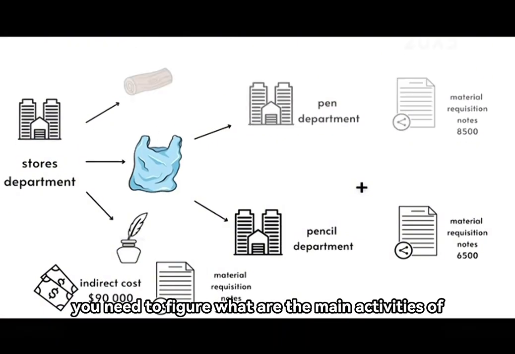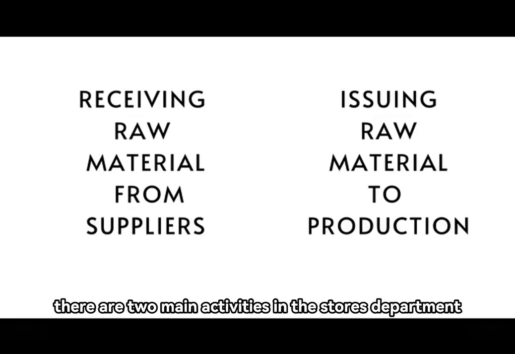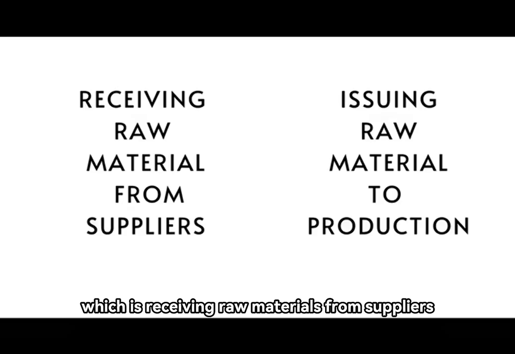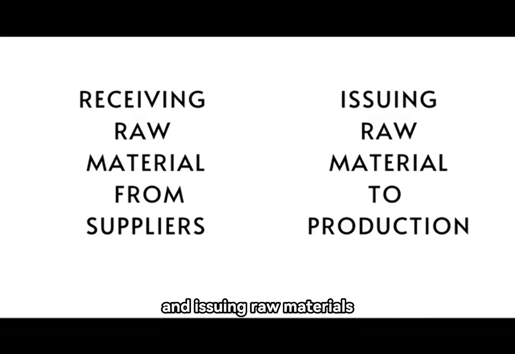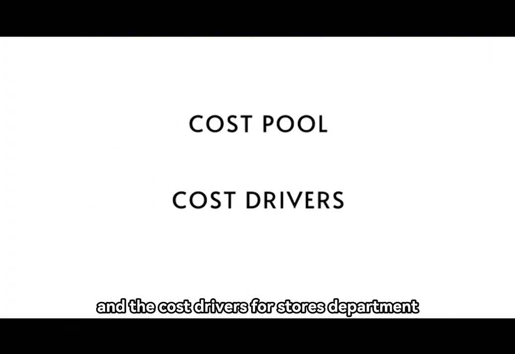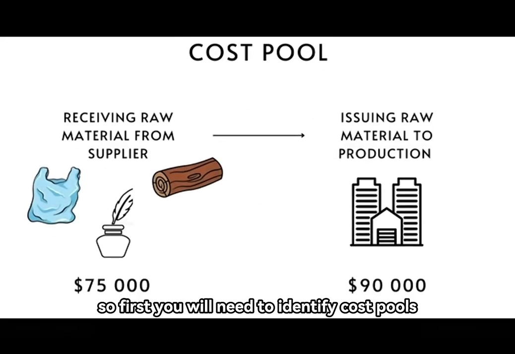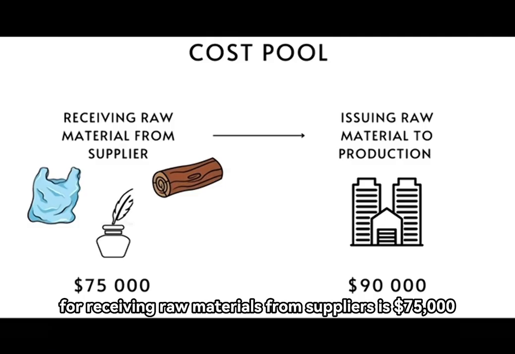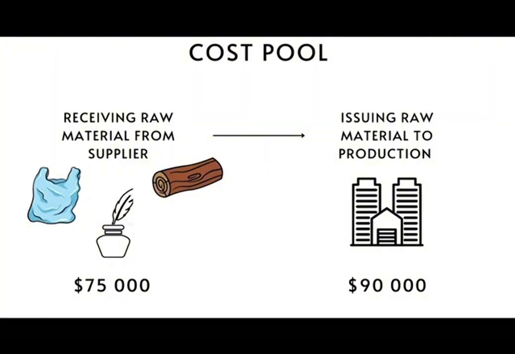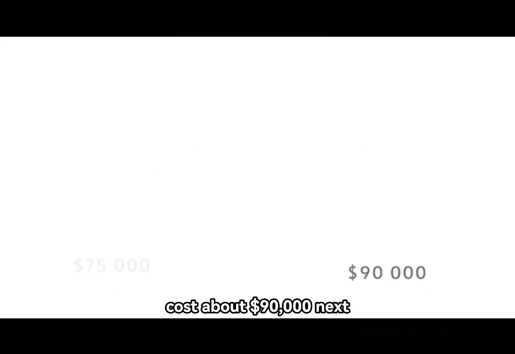So first, you need to figure out what the main activities of the stores department are. There are 2 main activities in the stores department, which are receiving raw materials from suppliers and issuing raw materials to the production departments. Next, you will need to identify the cost pools and the cost drivers for the stores department. So first, you will need to identify cost pools. The cost pool for receiving raw materials from suppliers is $75,000, and issuing raw materials to production departments costs about $90,000.